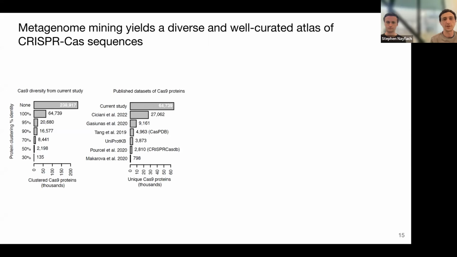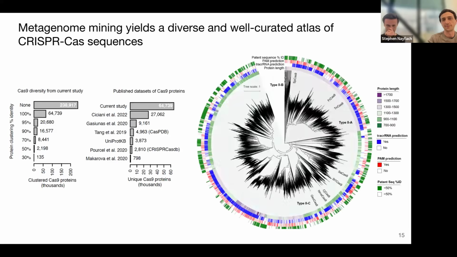Well, a study from 2022 published a database of Cas9s that amounted to about 27,000 sequences. So our database is a little more than 2.5 times the size of that. And that dataset actually isn't publicly available. The next largest dataset that is publicly available is a little over 9,000 Cas9 sequences from this study, Gasiunas et al. in 2020. So our efforts to do metagenome mining yielded a really massive increase in the number of sequences that we could use for modeling.